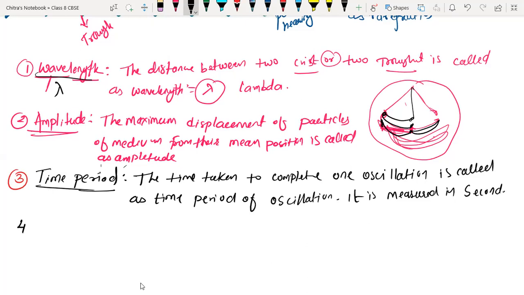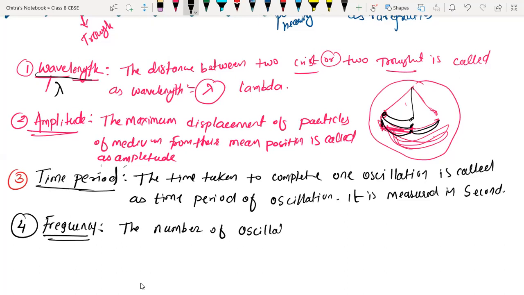Now we will discuss the fourth concept, which is the frequency. So what is frequency? The number of oscillations per second is called the frequency of sound. Frequency is represented by nu, like this. In 1 second it will complete 1 by T oscillations.